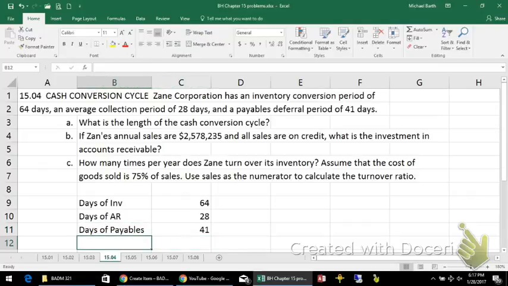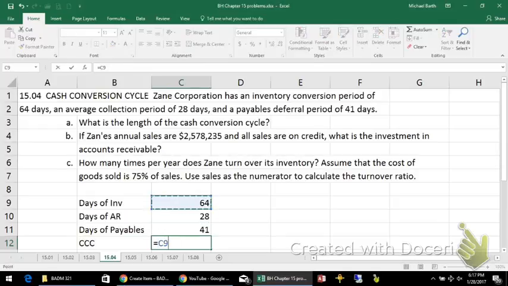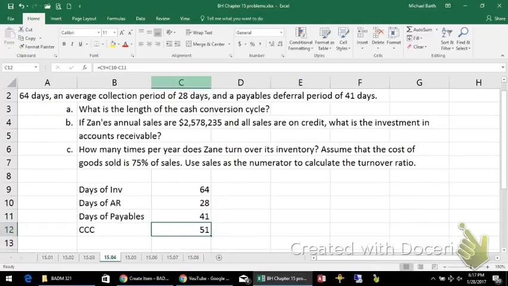The cash conversion cycle is the days of inventory plus the days of accounts receivable minus the days of payables. So that's the first part, A. What's their cash conversion cycle? 51 days.